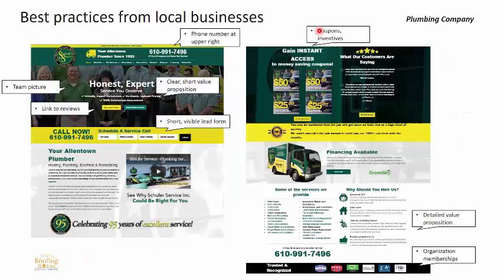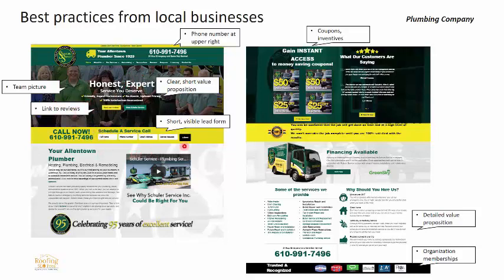I wanted to show other examples from different businesses, just to make you aware that the same elements are the same across different business types, right? So this is a plumbing company, phone number upper right, clear short value proposition, right? Friendly expert technicians, no-hassle upfront pricing, 100% satisfaction guarantee, right? Read our reviews, meet service. Reviews again here at what we call above the fold. That's the upper section, right?